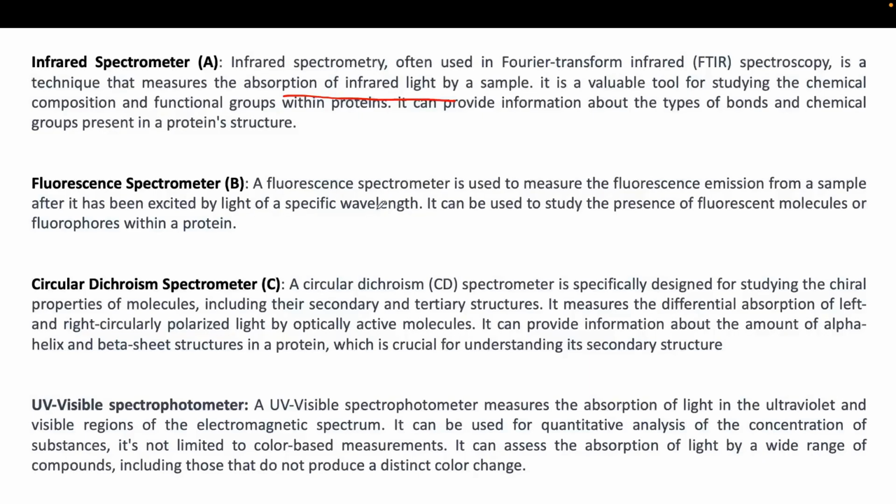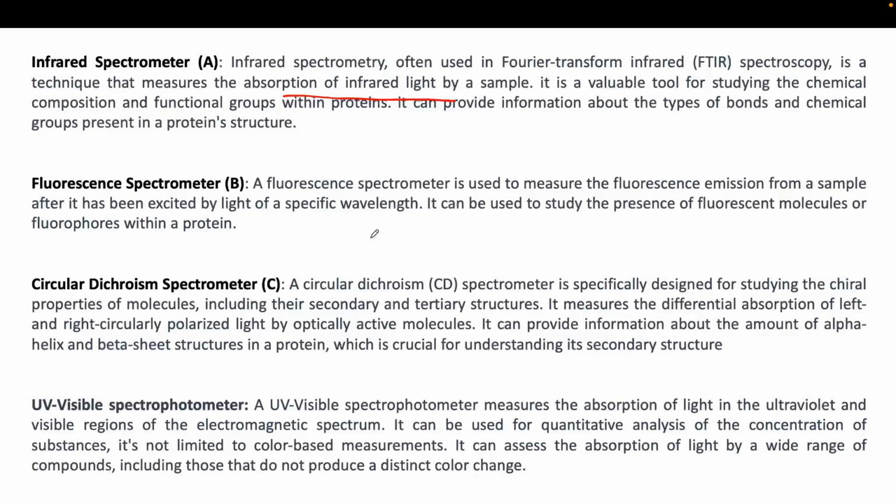The fluorescence spectrophotometer is used to measure the fluorescence emission from a sample after it has been excited by light of a specific wavelength. It can be used to study the presence of fluorescent molecules, or fluorophores, within a protein. So this instrument uses the fluorescence emission from a sample.